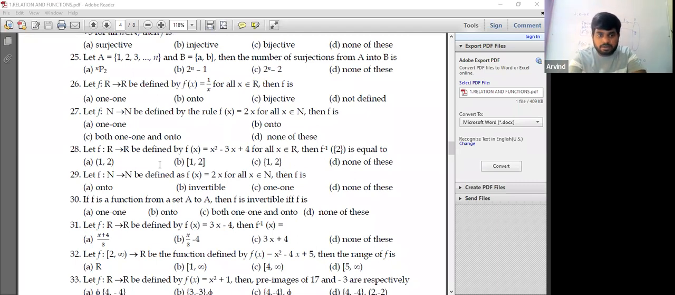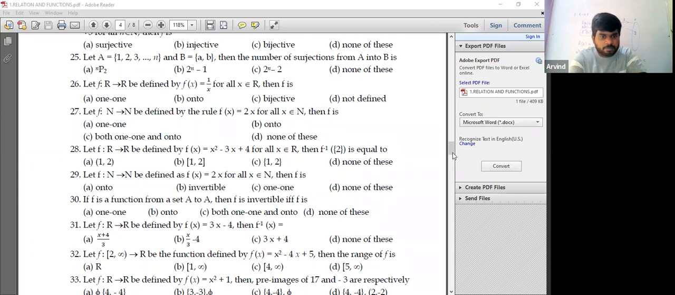We should not take this as the open bracket 1, 2 or closed bracket 1, 2. It is not a number line, not from 1 to 2. f inverse is a set, it has only elements in it. So option C is the correct one. Next, I'll give you a similar question which you can solve. Question number 33, please try solving it.